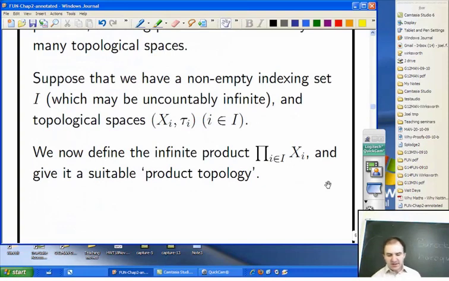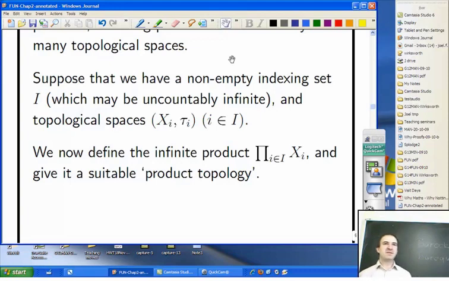So what have we got? What's our setting? A non-empty indexing set I. It's just a set, but it's a set that we're going to use to index a lot of topological spaces. It could be a finite set. It won't usually be the empty set. I say non-empty to avoid that triviality. I don't want to take a product of no topological spaces because I don't think that makes sense. So there'll be at least one topological space to take a product of, but there might be just one.